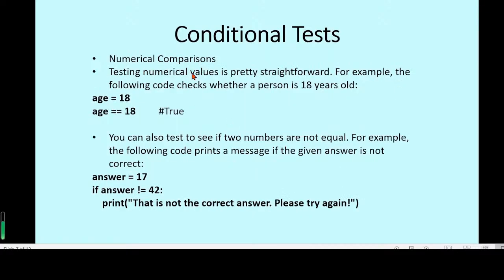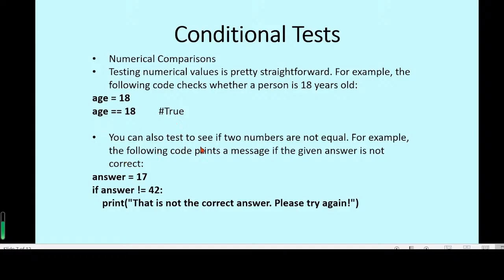And the numerical comparisons. Testing numerical values is pretty straightforward. For example, the following code checks whether a person is 18 years old. So if the person is 18 years old, then you test numerically if the age equals 18. You get a true result.